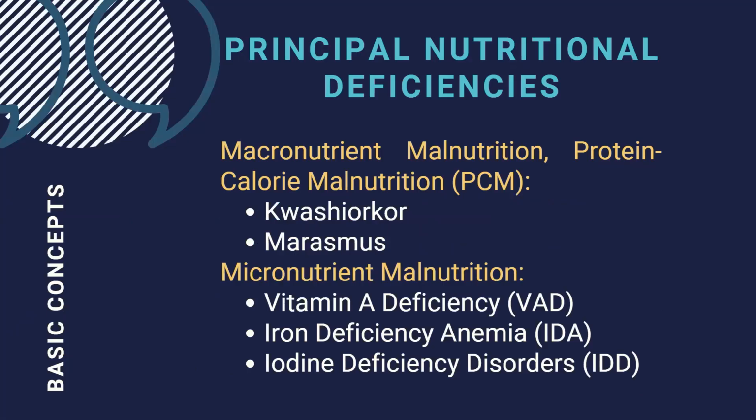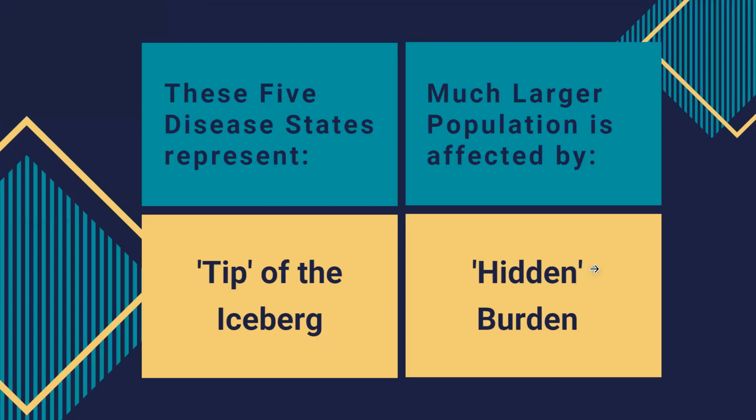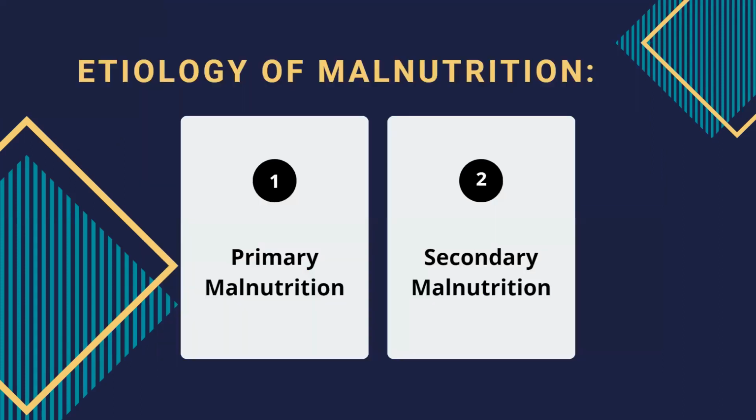Principal nutritional deficiencies. It is divided into macronutrient malnutrition, also called protein-calorie malnutrition, and micronutrient malnutrition. The macronutrient malnutrition includes kwashiorkor and marasmus, and micronutrient malnutrition includes vitamin A deficiency, iron deficiency anemia, and iodine deficiency disorders. These 5 disease states represent the tip of the iceberg, and a much larger population is affected by the hidden burden of disease. Etiology of malnutrition is divided into primary malnutrition and secondary malnutrition.